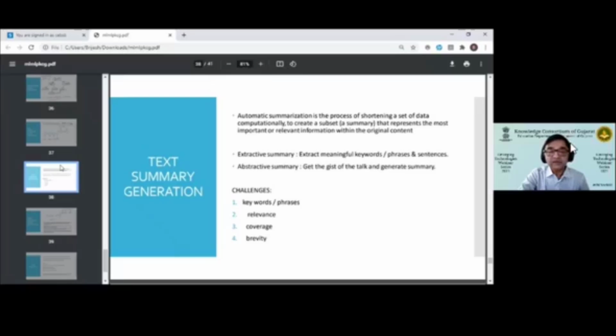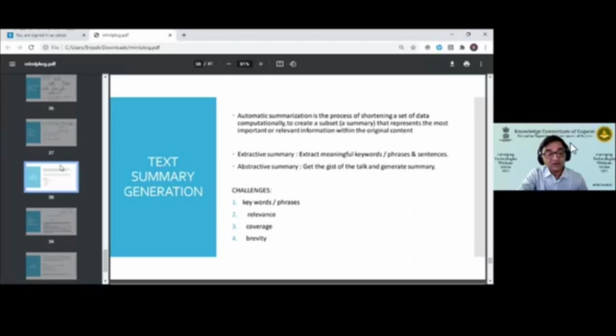As most of you would realize, the key challenges in this task are: one is to identify the correct words and phrases out of the entire document, which words are actually relevant and should go in the summary. For that, you need to check relevance, whether the current sentence, current phrase, or current word has any relevance to the document, or it is an unnecessary sentence. Then you can simply remove it. So one is relevance. Second is coverage.